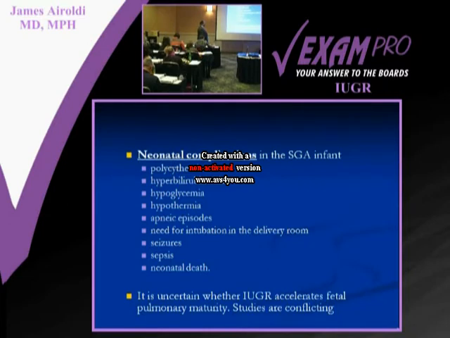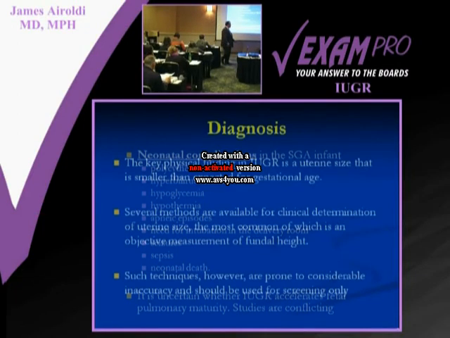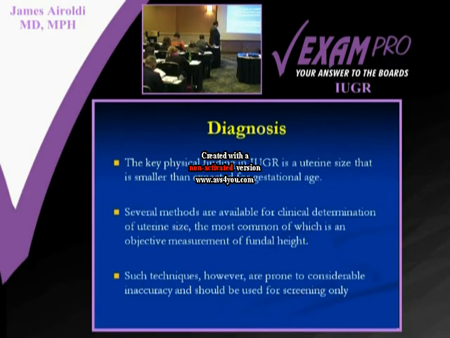What are the neonatal complications? Polycythemia, hyperbilirubinemia, hypoglycemia, hypothermia, apnea, need for intubation in the delivery room, seizures, sepsis, neonatal death. To me, it's uncertain whether IUGR truly does accelerate pulmonary maturity, and I think studies are conflicting. I know a lot of people say, well, the baby's stressed out, so it secretes its own inherent corticosteroids. I think the studies are very conflicting on that point. So I don't view it as any different.